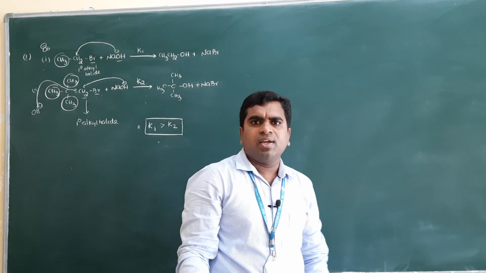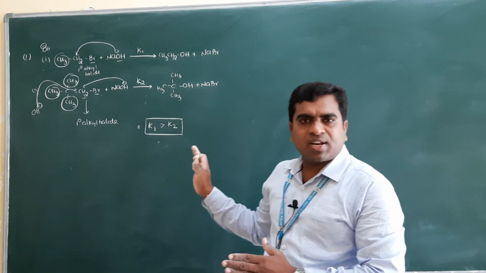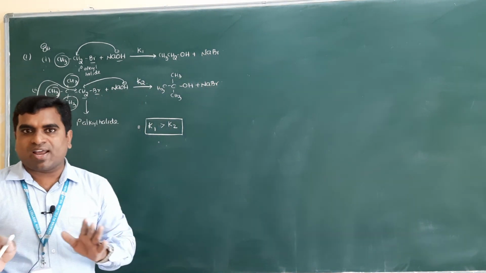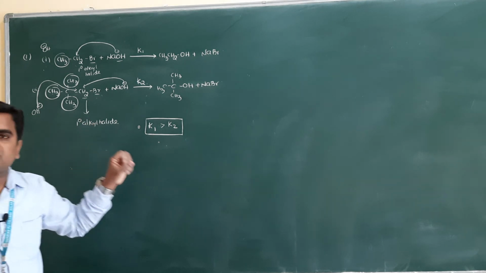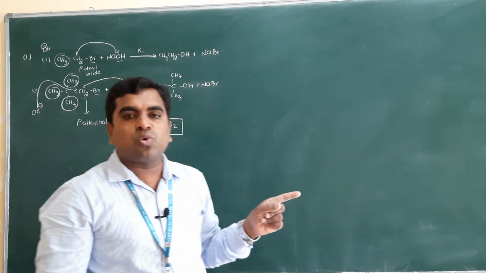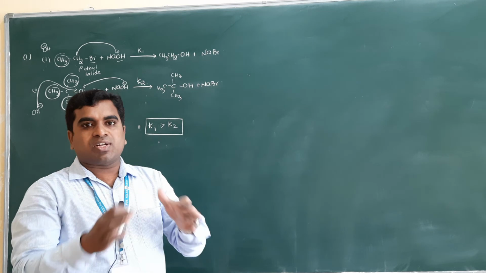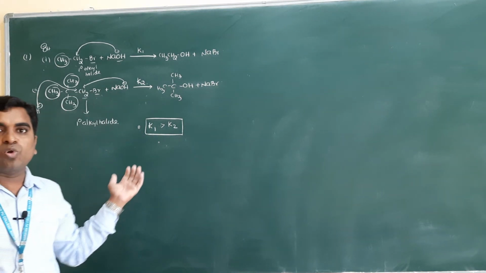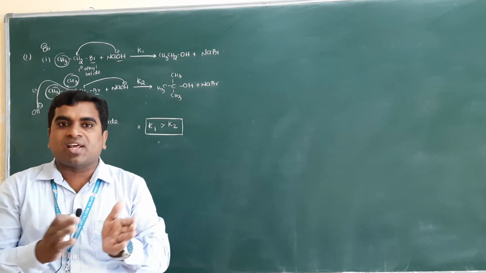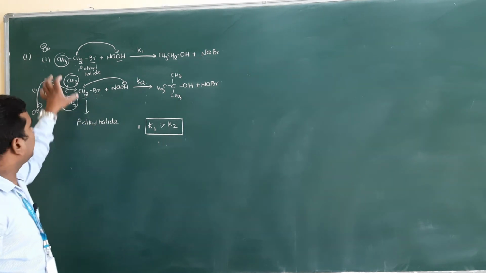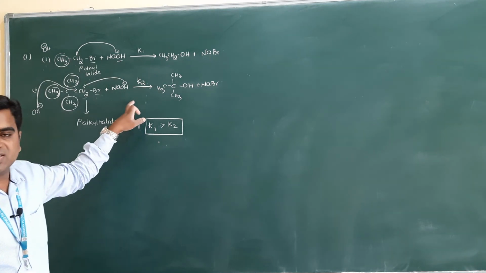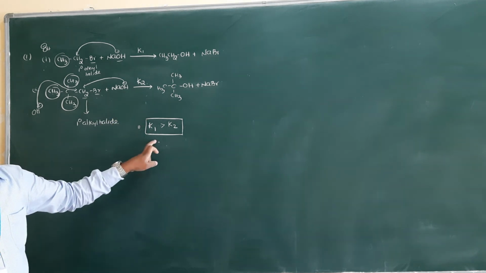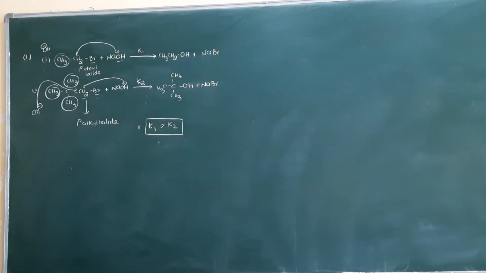Simple, you have to see that it is a nucleophilic substitution reaction. Then you have to identify which one, SN1 or SN2. Both are primary alkyl halides, so it is SN2. SN2 means the nucleophile attacks from the back side, so the alkyl halide should be less hindered. If it is more hindered, the nucleophile will not attack easily, so the reaction will be slow. This reaction is fast and that reaction is slow, so the rate constant for the first reaction is greater than for the second reaction.